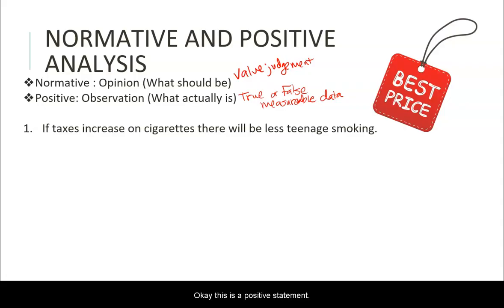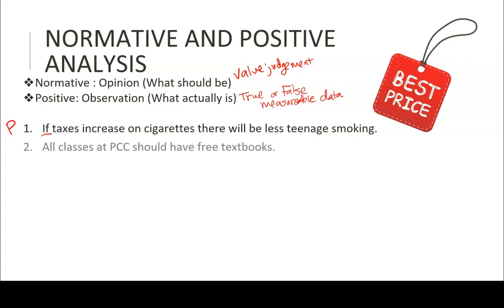Okay, this is a positive statement. You might have thought otherwise because it says if we do this, then something will happen. That's not observable, it might not be right this moment. We have to actually do the activity to see if it works. But it is something that we will be able to measure once it happens. We can also look at other areas where they have increased taxes on cigarettes and see what happened with teenage smoking. So it could be a false statement, it could be true, but it is positive because it's something we can observe. Number 2, all classes at PCC should have free textbooks.